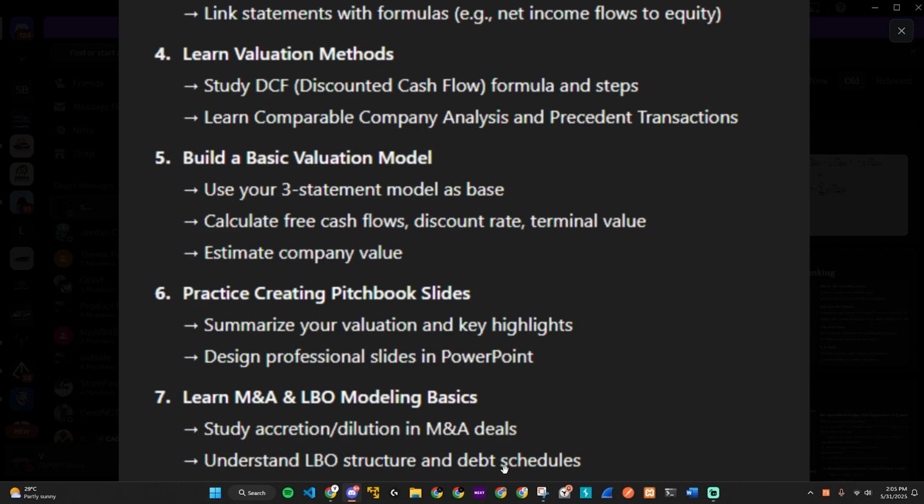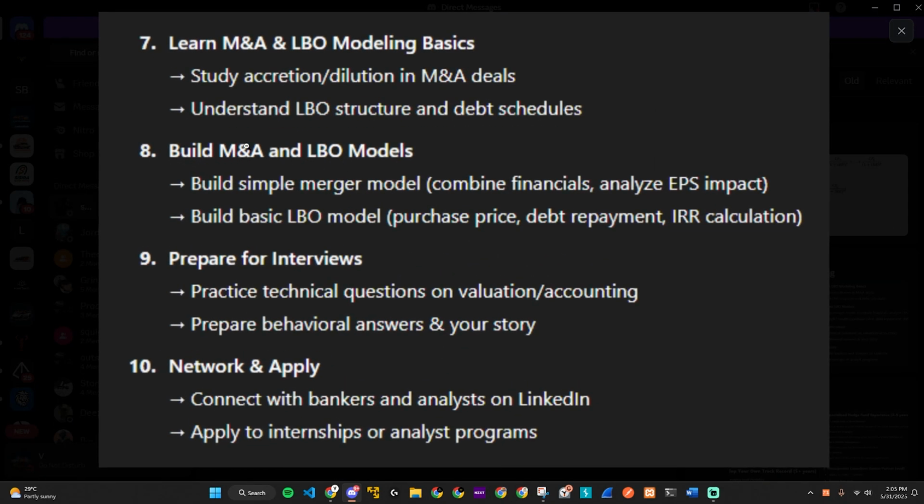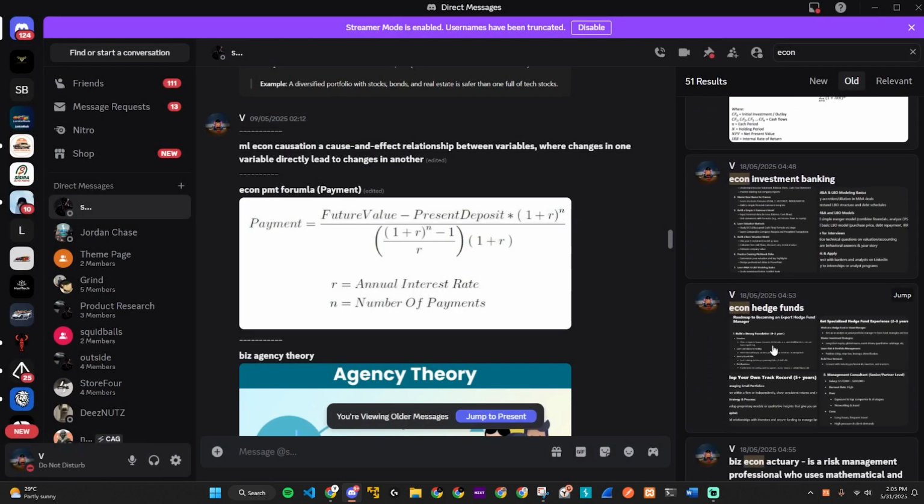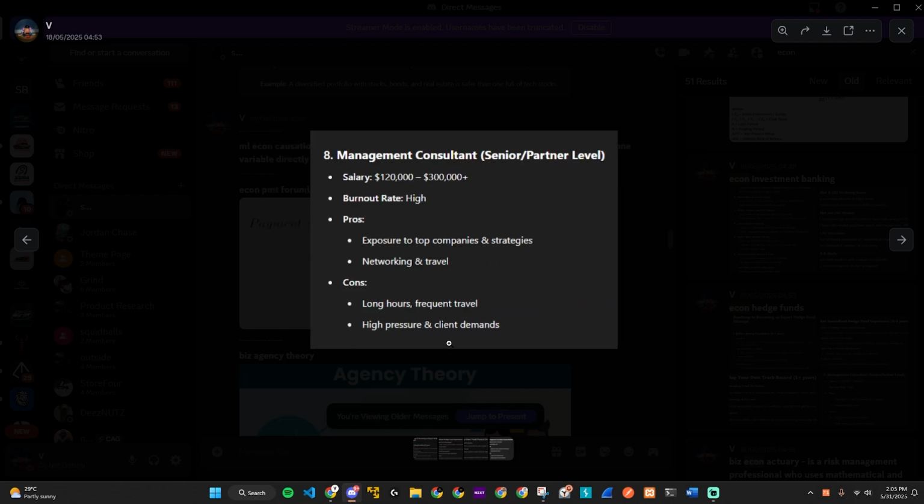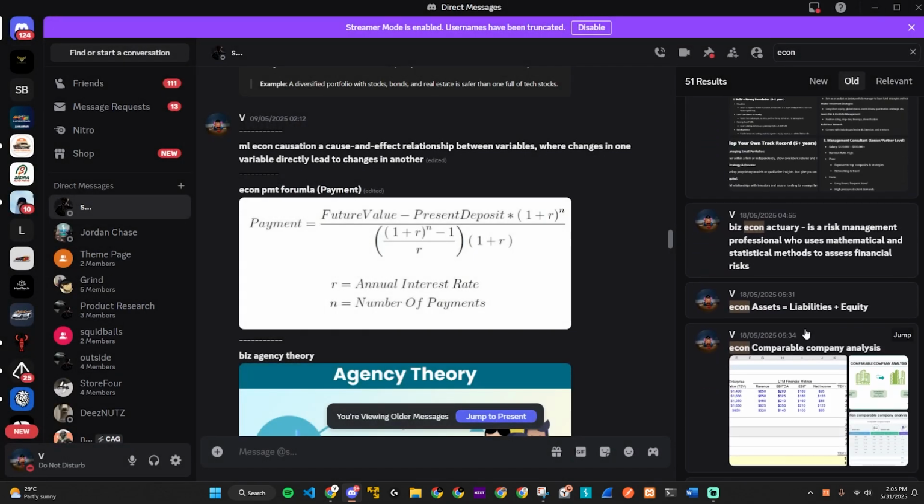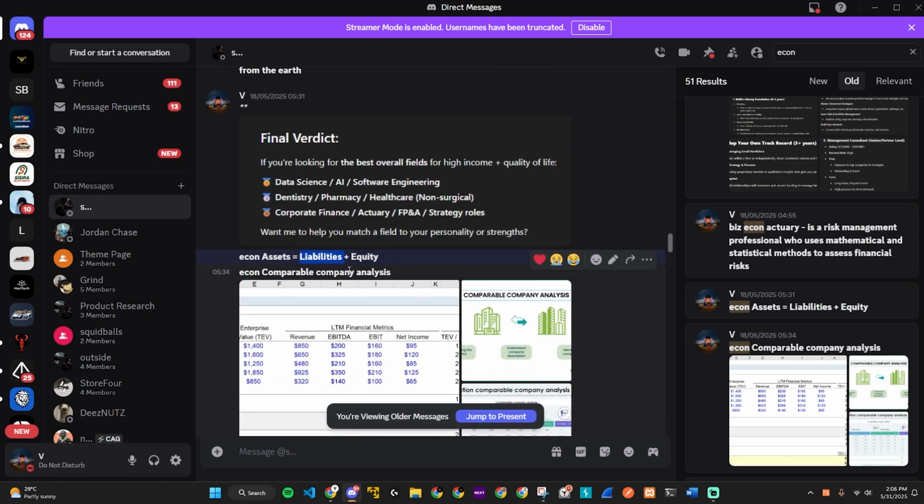Understand LBO structure and debt schedules. So of course we're going to get in debt to acquire another company, right? So as you can see, we have mergers and acquisitions in LBO models. Right, so let's move on. So once again, you can just go through this. I'm not gonna spend a lot of time here, but we can see liabilities plus equity is assets, right? So liabilities is things that take money away from you, right? Equity is money that's gonna come your way.